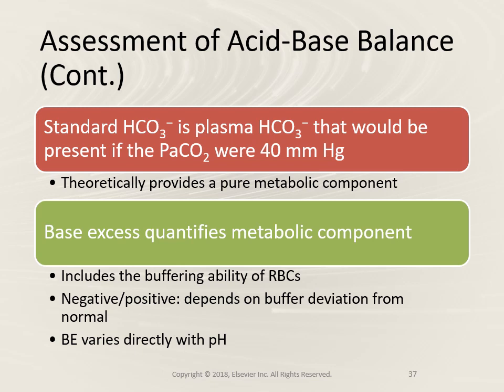BE is reported as a positive or negative value depending on the direction of the buffer base deviation from normal. The larger the BE, the more severe the deviation in the metabolic component. A positive BE indicates either the presence of excess base or excessive loss of acid. A negative BE, sometimes called a base deficit, indicates either the presence of excessive acid or excessive loss of base. BE will vary directly with the pH.